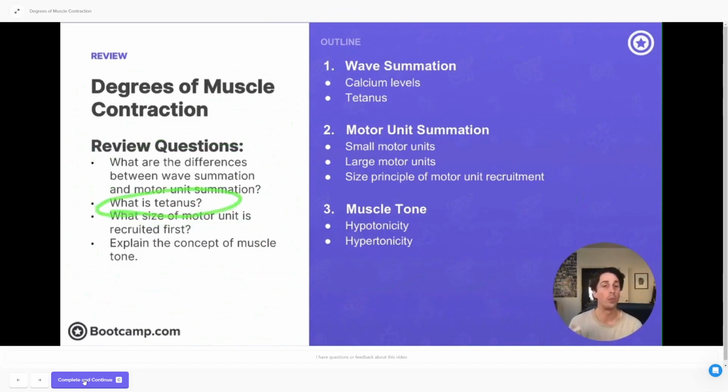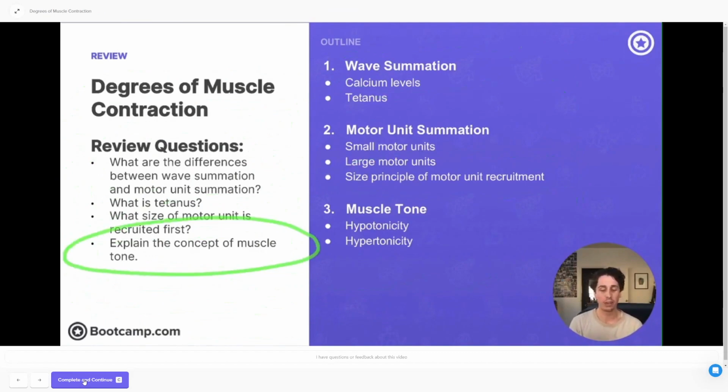And then the next one is, what is tetanus? This is going to be an example of wave summation. So think about how tetanus happens, the physiology behind it and all that. And so that's going to be this next question: what is tetanus? The question after that: what size of motor unit is recruited first? That's going to be with the size principle of motor unit recruitment. Hopefully you can remember which one's recruited first. If not, the answer is in the video for you.